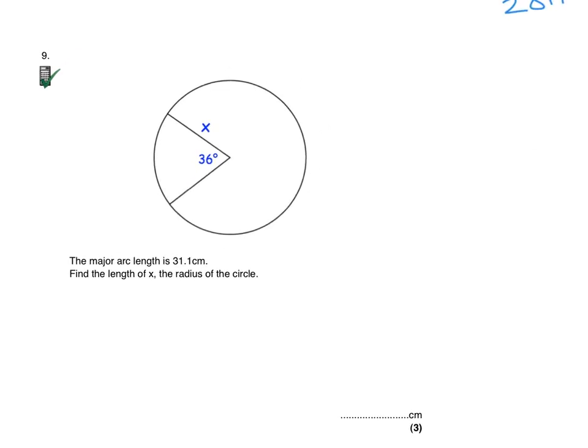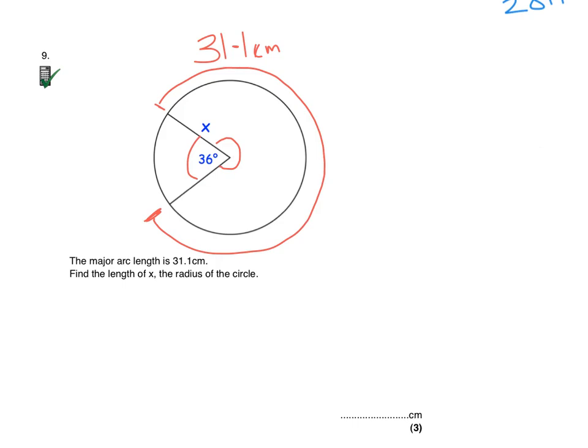And last question, it's slightly different. The major arc length is 31.1. So what's that telling me? Is it this length here? It's 31.1 centimeters. Now I'm told that this angle is 36 degrees. I want to know the one on the other side. I need to know this one.